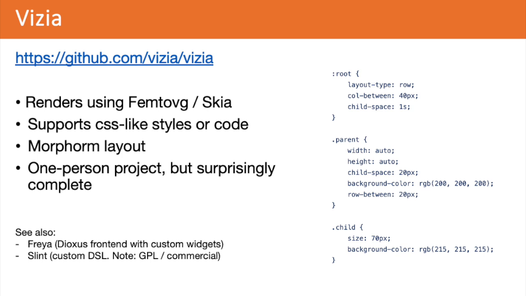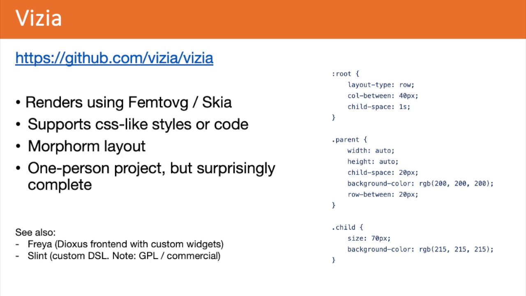It has been using FemtoVG. As we speak, it's being rewritten to use Skia. You probably don't need to care about that. It's more of an implementation detail. But I think it's interesting to just see as a different perspective on how a Rust UI might look. This is mostly a one-person project. There are some other open source contributors, but I think it's actually quite complete considering that.